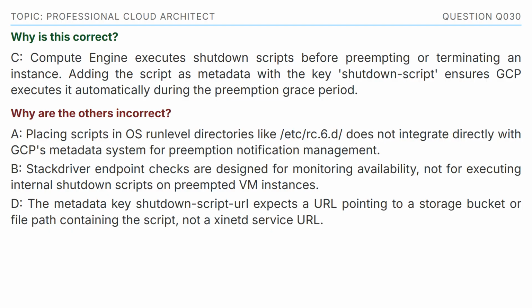A. Placing scripts in OS run level directories like /etc/rc.6.d/ does not integrate directly with GCP's metadata system for preemption notification management. B. Stackdriver endpoint checks are designed for monitoring availability, not for executing internal shutdown scripts on preempted VM instances. D. The metadata key shutdown script URL expects a URL pointing to a storage bucket or file path containing the script, not a Zinit service URL.